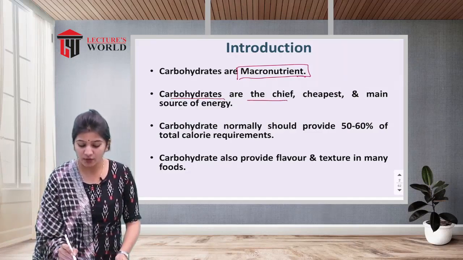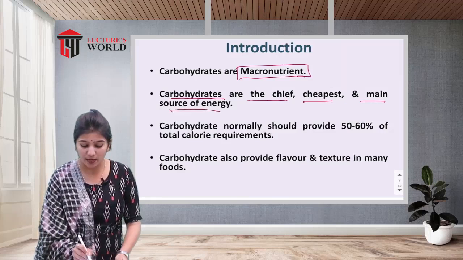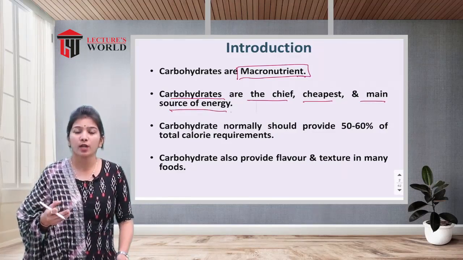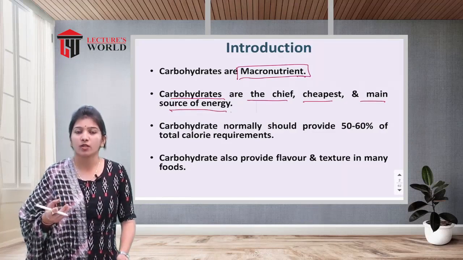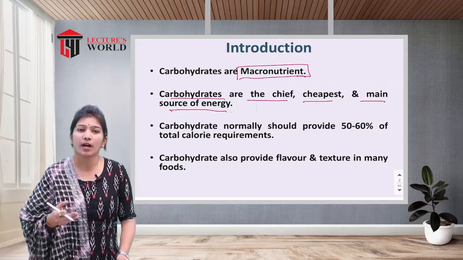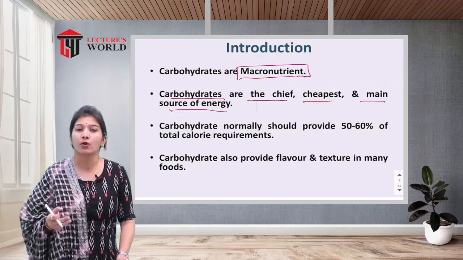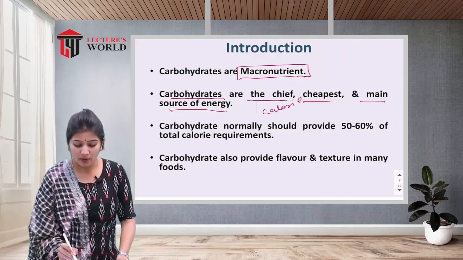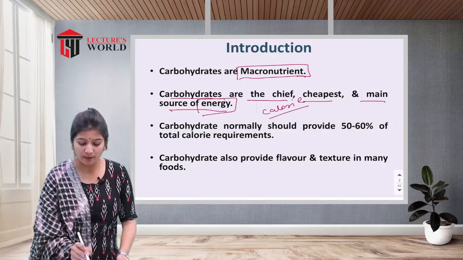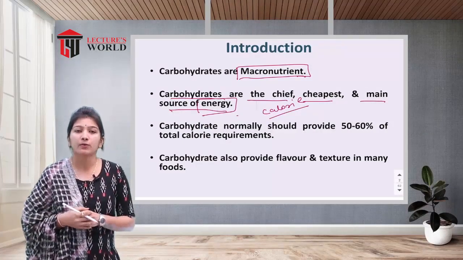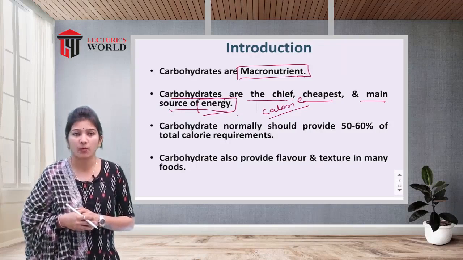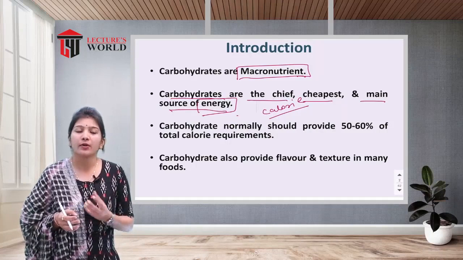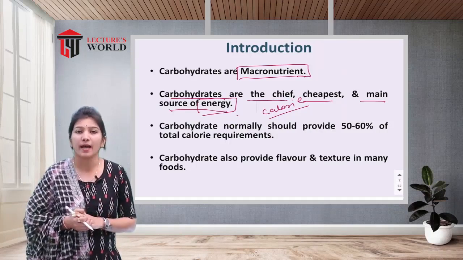Carbohydrates are the cheapest and main source of energy. If you have carbohydrate-rich food, you will get energy. If you eat 1 gram of carbohydrate, you will get 4 kilocalories. The calorie is one form of energy. So carbohydrate food provides energy to our body, and a major portion of carbohydrate-rich food will give you maximum energy.